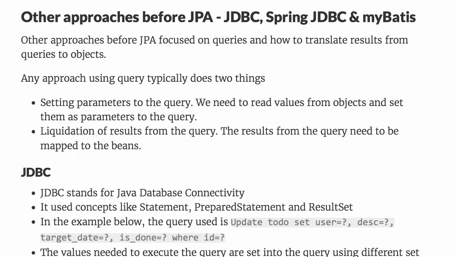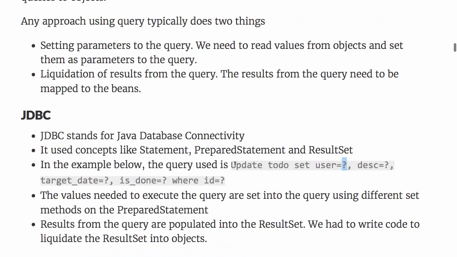The other approaches before JPA were JDBC, Spring JDBC, and MyBatis. In JDBC, Spring JDBC, and MyBatis, what do we do? We write queries. Once we write the queries, we need to do two things. One is these queries have parameters. So over here, if you look at it, these are called parameters. Update todo, set user is equal to something. So these are all different parameters. So I would need to populate these parameters. So once you write the query, you need to set the values for these parameters.